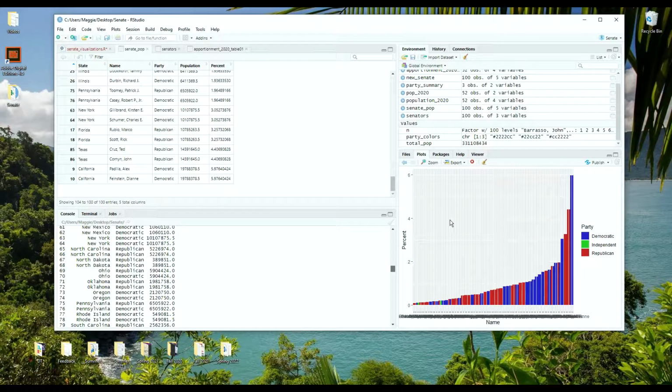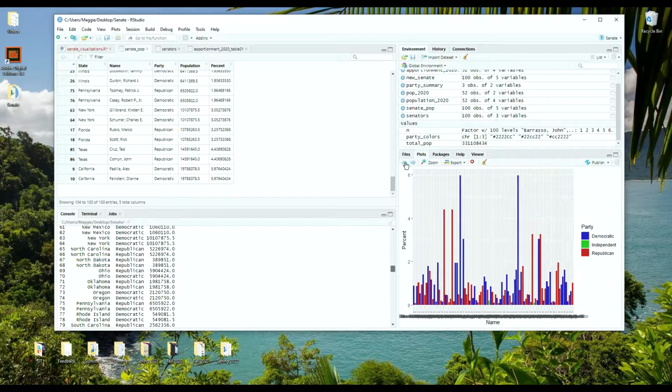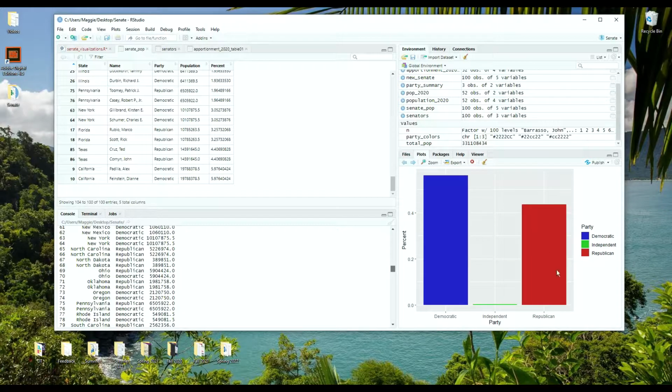So those are the visualizations that I wanted to do to look at the Senate and how important it is in our democracy, yet it is not representative of the population. So I thought it was an interesting exercise. And again, I do think that this is probably a better visualization.